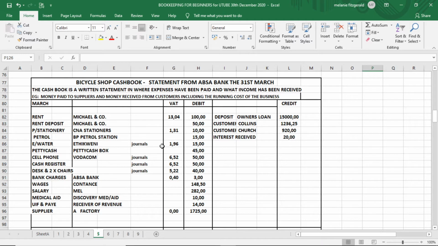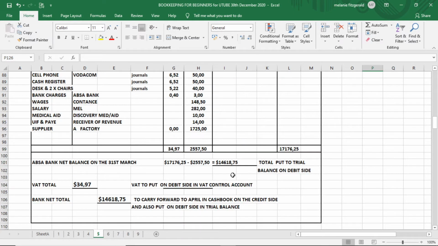So I've just brought this in to bring in the cash book, so that you know that we're going to be using these expenses. Just as a quick reminder, we paid Factory A, we had some customers, and they paid for their invoices, and we got to a total of $14,618.75. That's from the cash book.